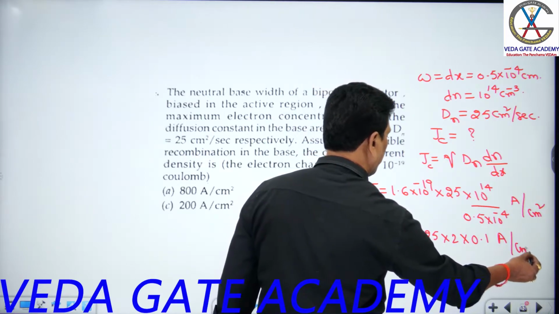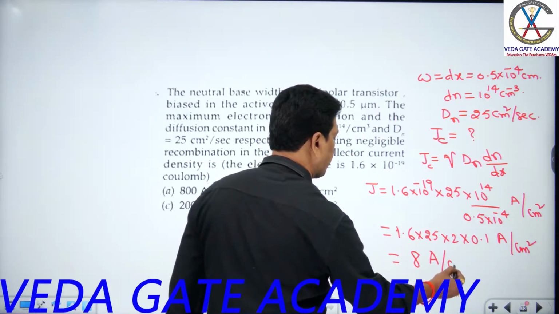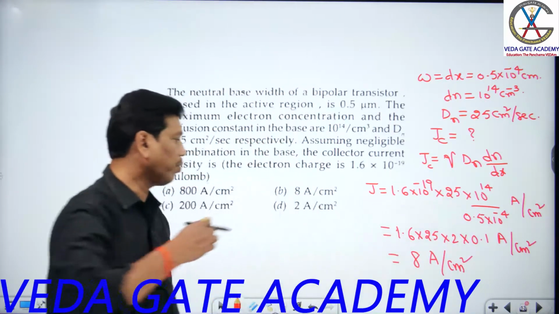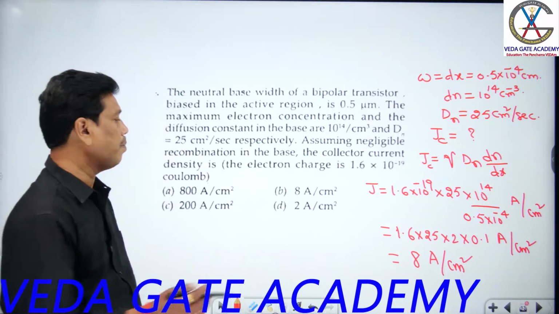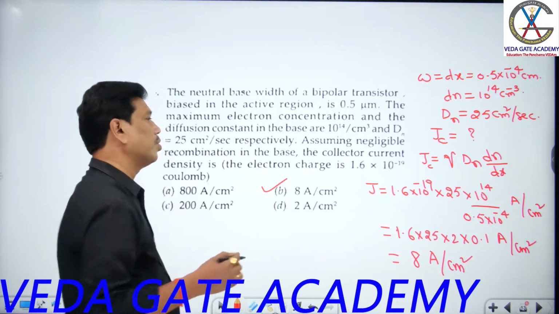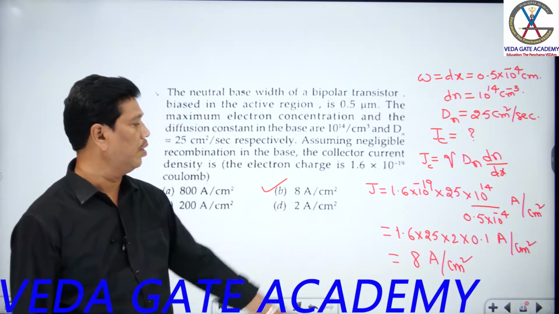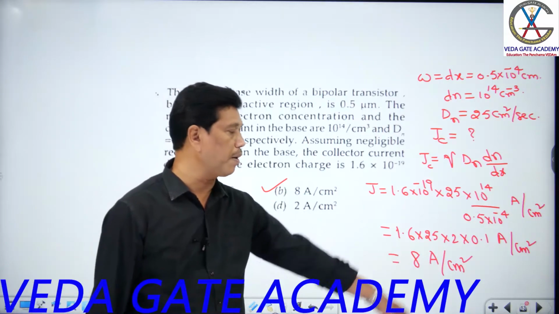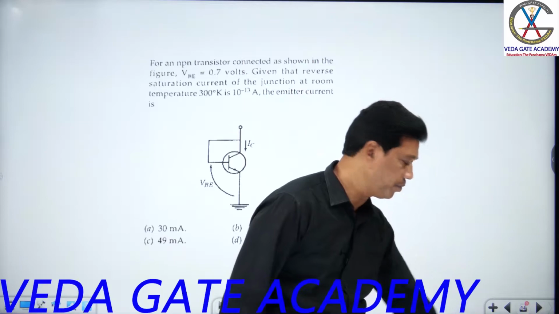Ampere per centimeter square. If I simplify all that, I get 8 ampere per centimeter square, students. So the option should be B for that. This is the diffusion current density formula used, and based on that I can calculate. So how much is it? Nothing but 8 ampere per centimeter square you may get. Okay, check out the next question now.